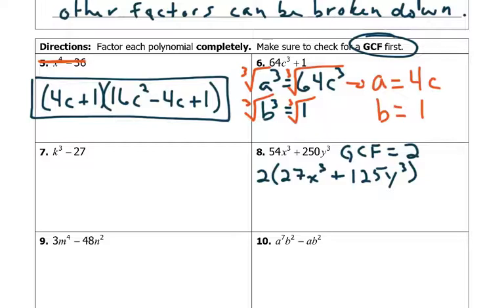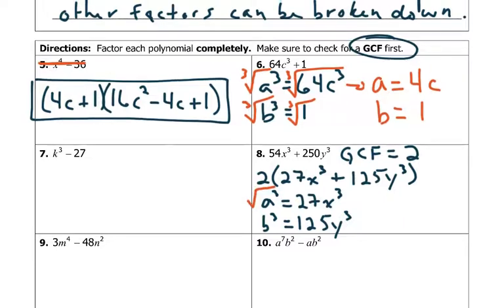So when we do this, a is going to be a cubed. Excuse me. We now have perfect cubes. A cubed is 27x cubed. B cubed is 125y cubed. All right, taking the cube roots of both sides, since they are perfect cubes.